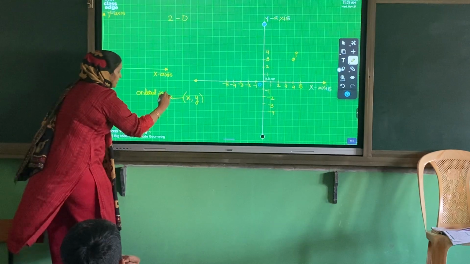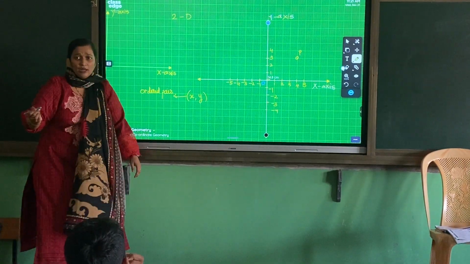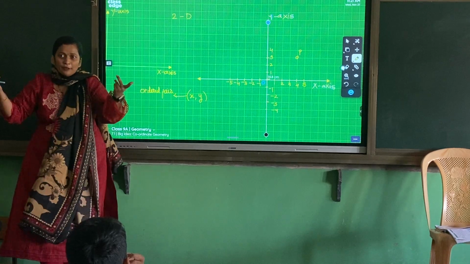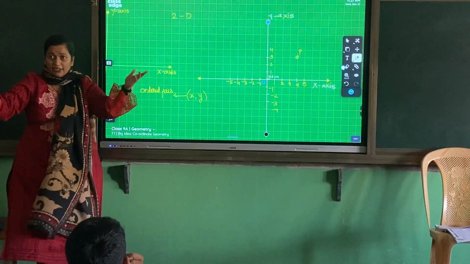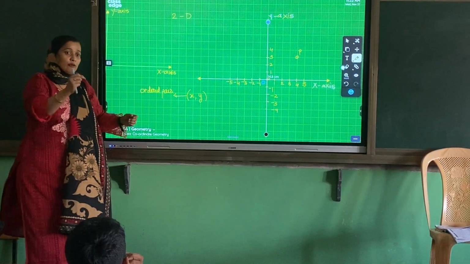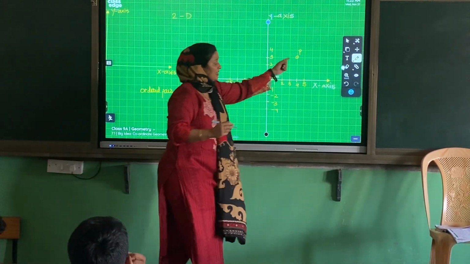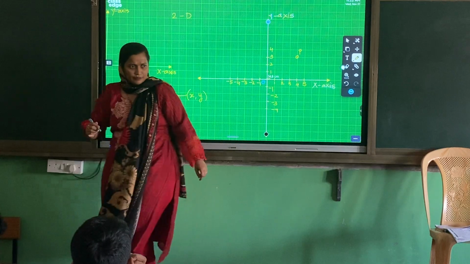Note this down. Whenever I say ordered pair, for point P, write it in the form of an ordered pair. So when we hear this word, ordered pair, we have to write the points in the form of x comma y.